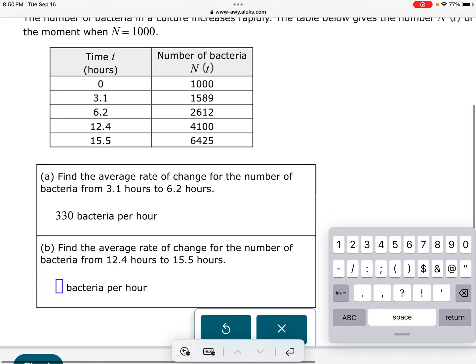And then you'll do the same thing for part B. It just gives you a different time interval. This time it's from 12.4 to 15.5. So I'm going to take the y value at 15.5, which is 64.25, and I'm going to subtract 4,100, and then I get 2325. I'm going to divide that by 15.5 minus 12.4. And I get 750.